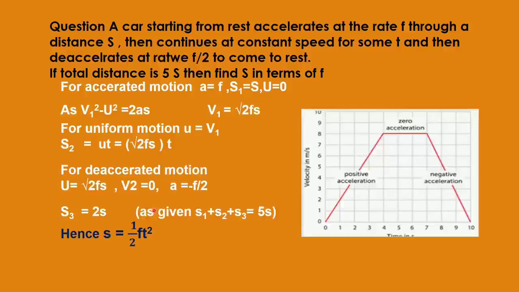Because here s2 is this given value. So it means you will put the value of this for s2. And here I am getting s2 equals 2s.